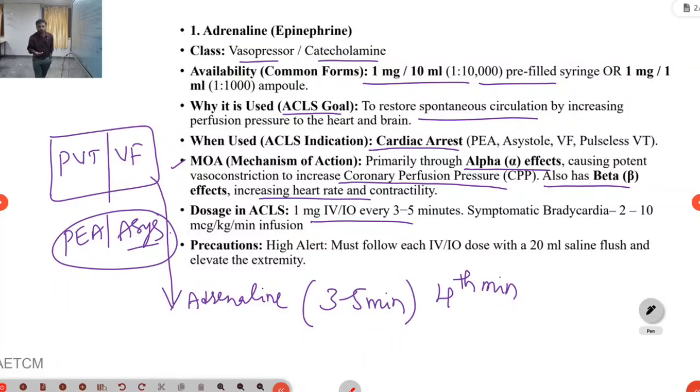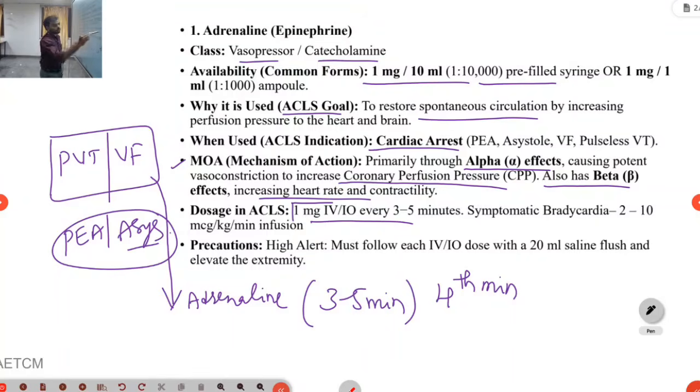If it is a shockable rhythm of the cardiac arrest, after the second defibrillation you need to deliver this adrenaline, and the rest has to be repeated every 3 to 5 minutes. And if it is a non-shockable rhythm of the cardiac arrest, as early as possible we have to deliver the same dosage of this adrenaline, and it has to be repeated every 3 to 5 minutes.